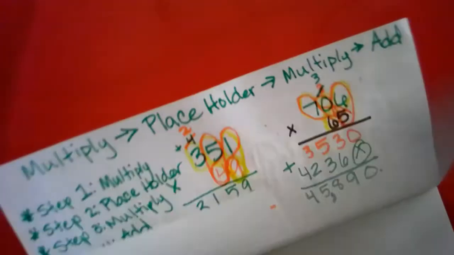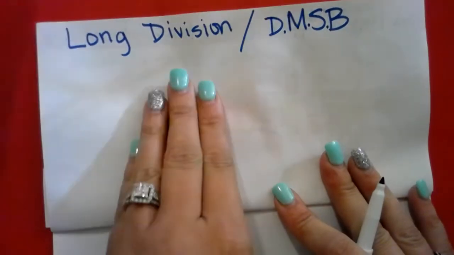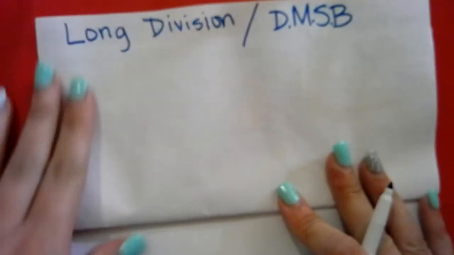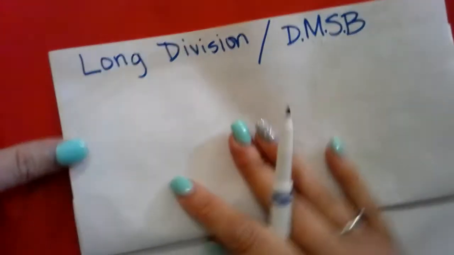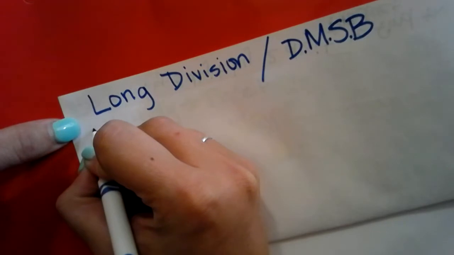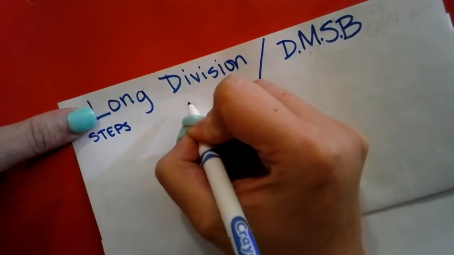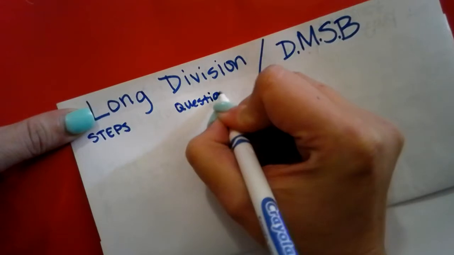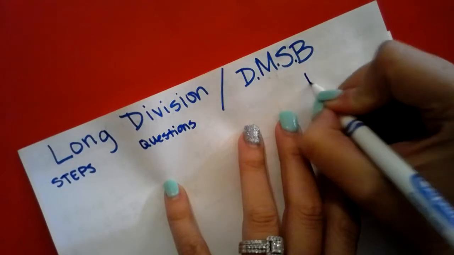Okay? So this one's going to be a little bit tricky because we're going to have some steps over here and then the problem. So we're going to be kind of going back and forth. So just be patient on each step that we're doing. Okay? All right, so I'm going to do something a little bit different than what I have in my notes. So I want you to write the steps over here. I want you to write questions. And then I want you to write the division problem.